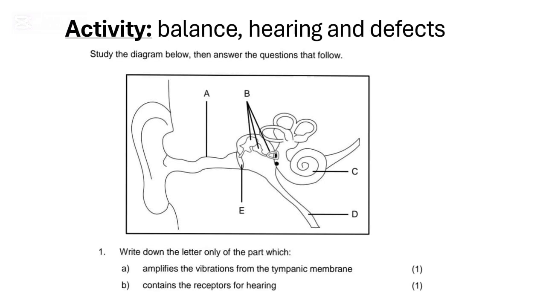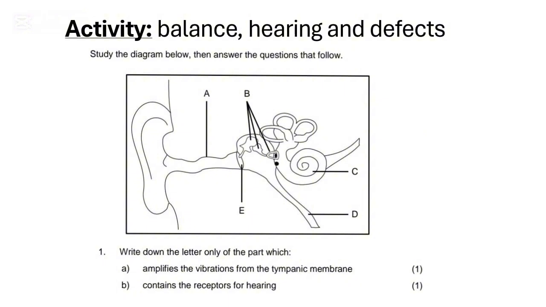Number 1A. Write down the letter only of the part which amplifies the vibrations from the tympanic membrane. We know that the ossicles amplify vibrations, and the ossicles are at part labeled B.